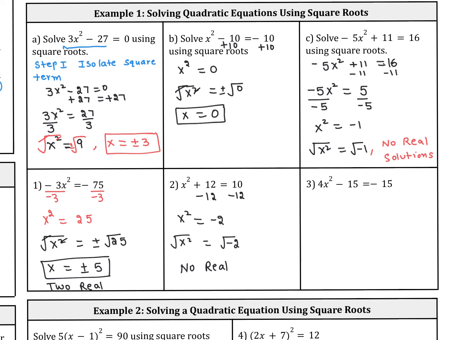Next, I'm going to add 15 on both sides. 4x squared equals 0. Divide by 4 on both sides. x squared equals 0. And when you take a square root on both sides, you get x equals 0. And as we learned in our definition, when d is 0, then we're going to have one real solution, and that solution would be 0.